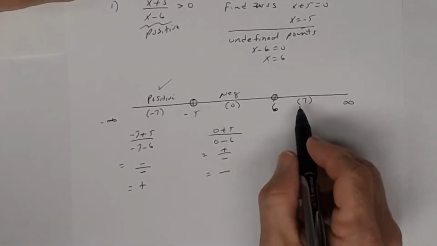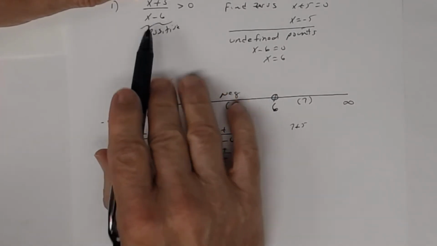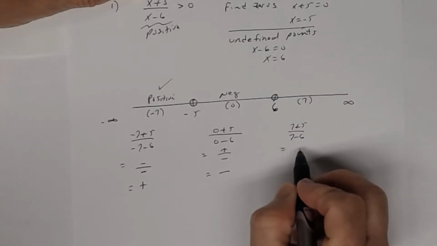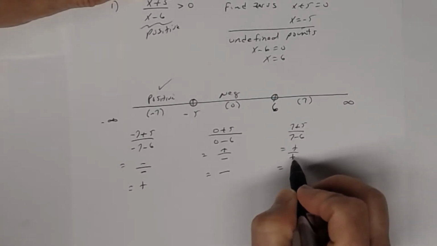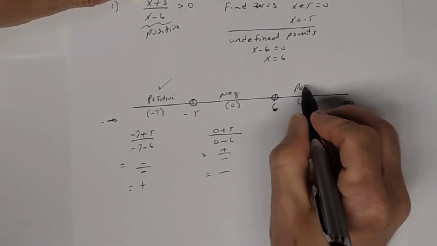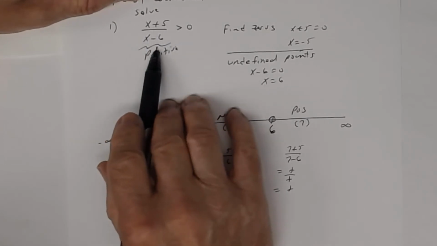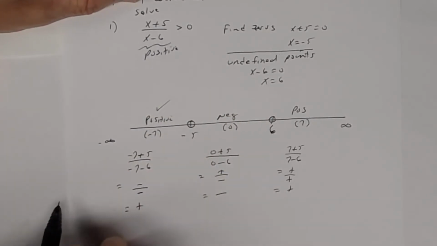Then we go to 7. Do the same thing. In place of x, you substitute 7. 7 plus 5 divided by 7 minus 6. 7 plus 5 is positive. 7 minus 6 is positive. A positive divided by a positive is a positive. So any real number in that interval is going to be a solution to this inequality because it's going to make this rational expression positive.